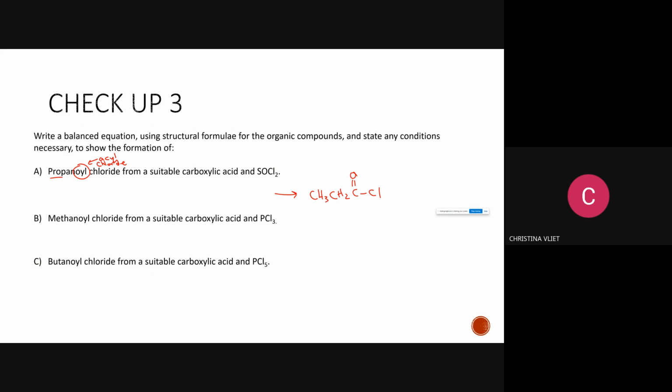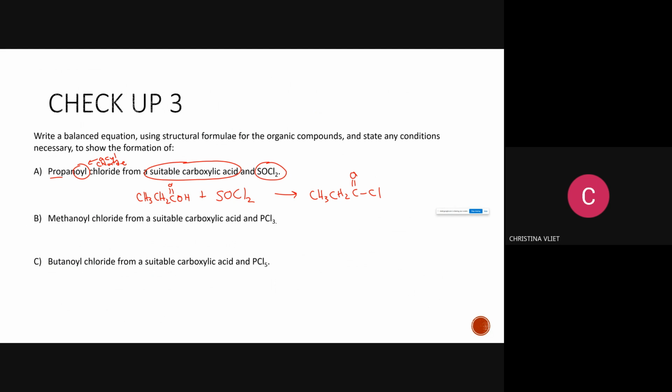They say we want to make it from a suitable carboxylic acid. So you have to figure out what carboxylic acid that is. What carboxylic acid would make this? How many carbons long would it need to be? It would need to be 3, right? So this is going to be propanoic acid plus SOCl2, right? Because they gave you the reagent. So it says write a balanced equation, state any conditions necessary. We didn't need the conditions.